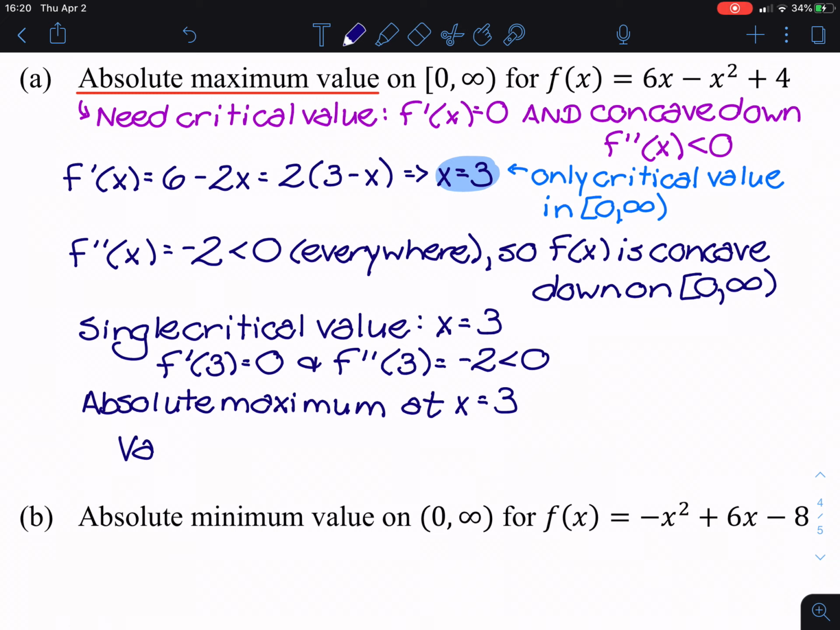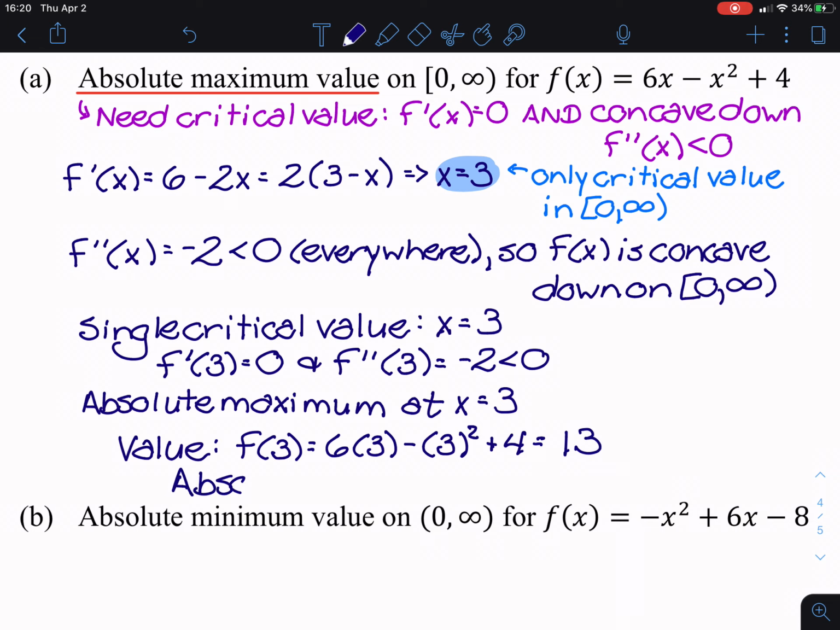But more than that, I want to know what that value is. So the value of my absolute maximum is going to be f of 3, which means I'm going to put 3 back into my original function. So 6 times 3 minus 3 squared plus 4. 6 times 3 is 18, 18 minus 9 is 9, and 9 plus 4 is 13. So my absolute maximum on the interval 0 to infinity is 13.